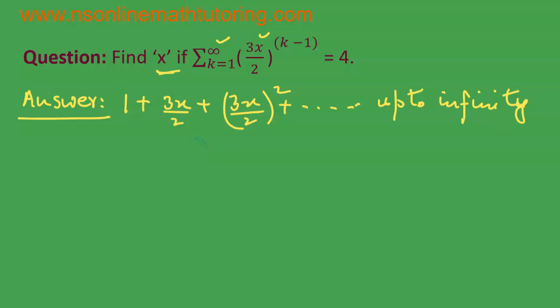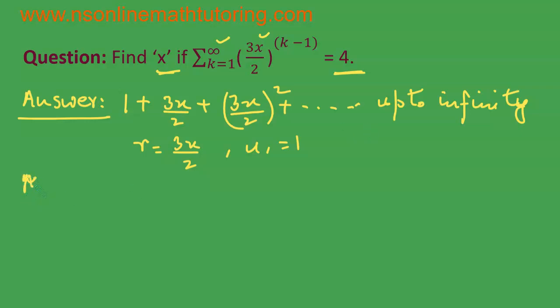Now we are seeing there exists a common ratio that is equal to 3x over 2. And the first term u1 is equal to 1. So it is a case of an infinite geometric series, and since it is having a value, we may say that this is a case of a convergent infinite geometric series. Now, I have seen two types of answers, so I am showing you both the methods.